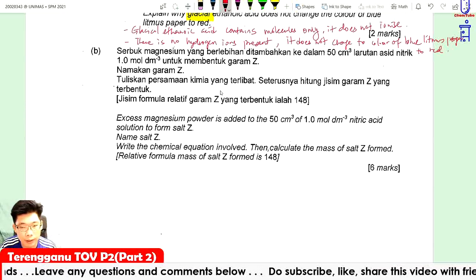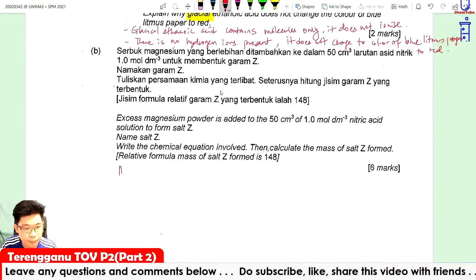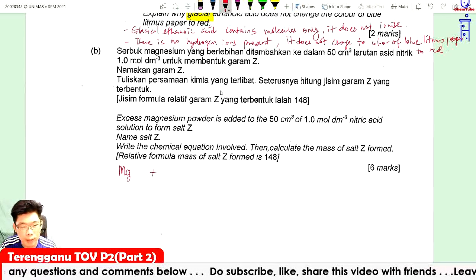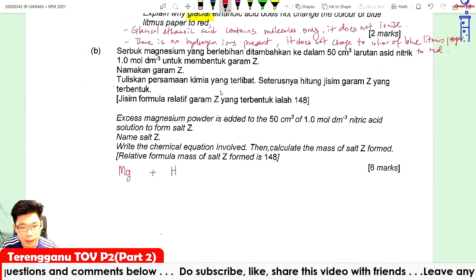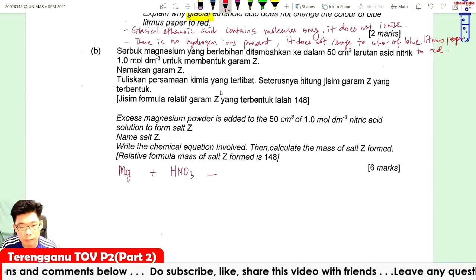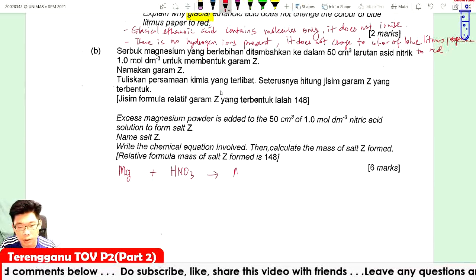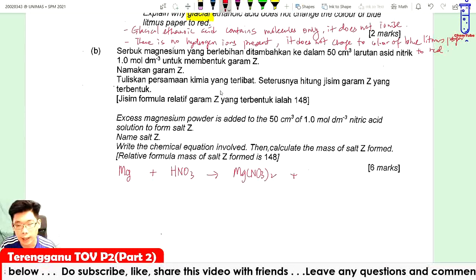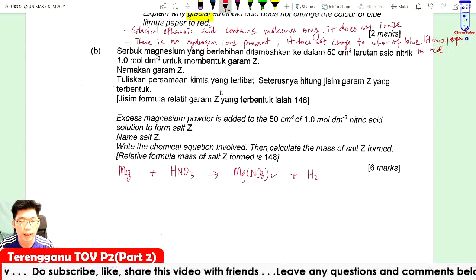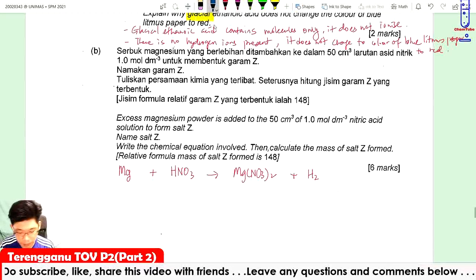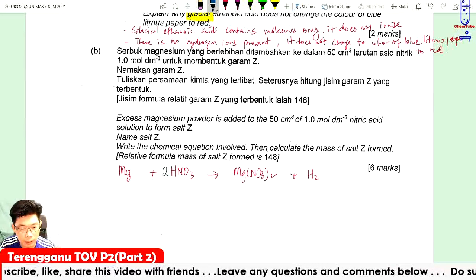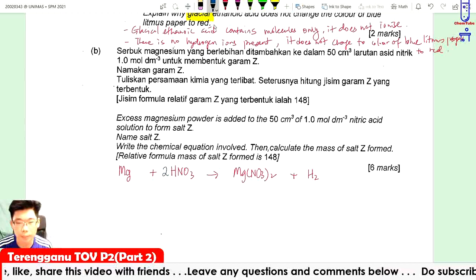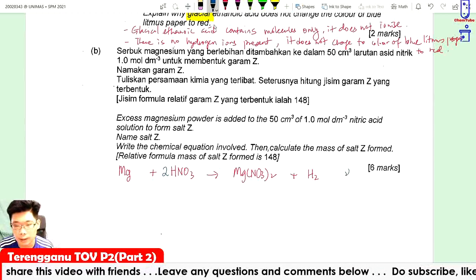So magnesium powder reacts with nitric acid. Okay, so acid with metal, it will produce a salt, right? So the salt will be magnesium nitrate and the hydrogen gas. So we need to balance the chemical equation. So you need 2 times 2 here. So it is balanced. So 2 marks, 2 marks here.